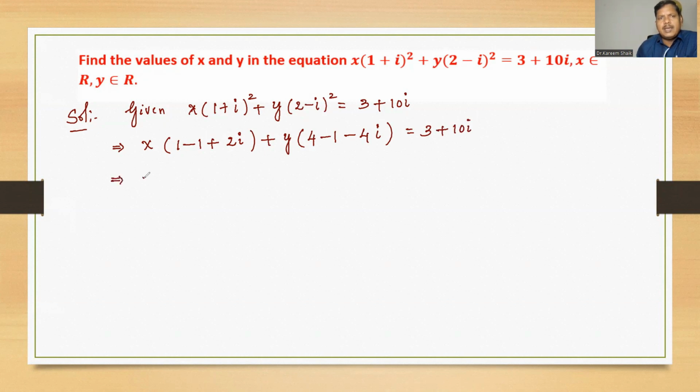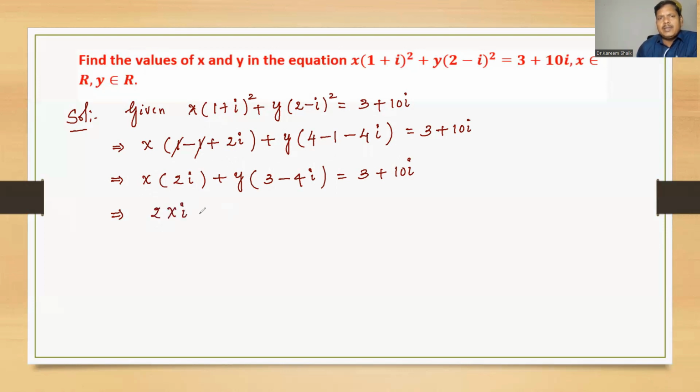That implies x times, positive 1 and negative 1 get cancelled, so you get 2 iota, plus y times 4 minus 1, that is 3, minus 4 iota, equals 3 plus 10 iota. Now I am rearranging the terms. 2 iota into x, 2x iota.